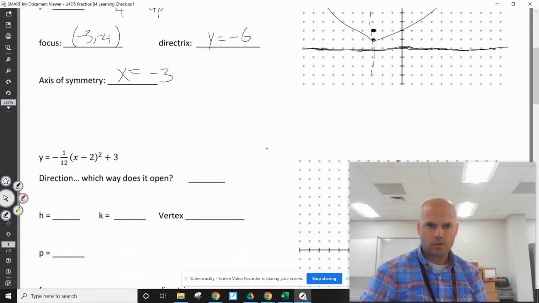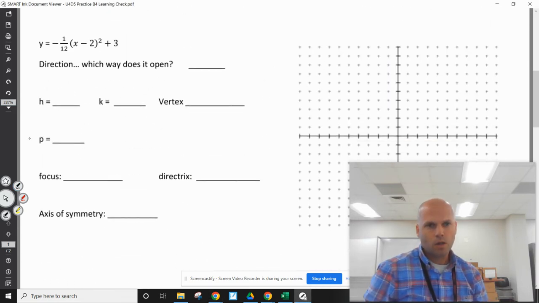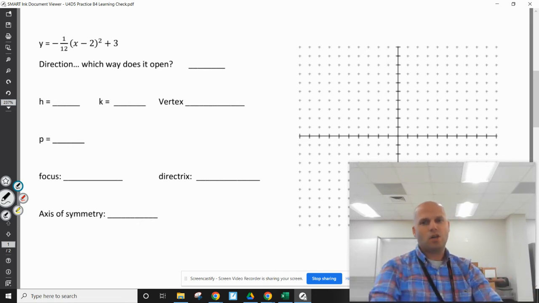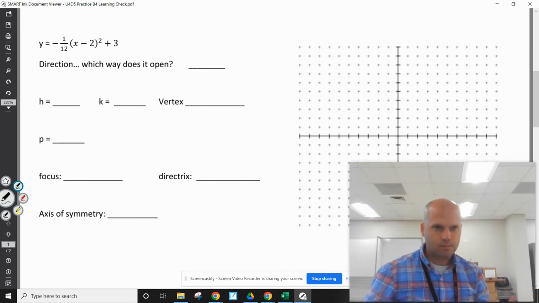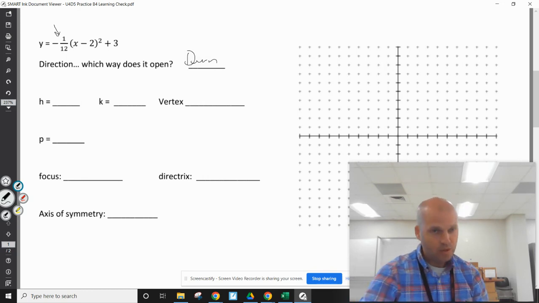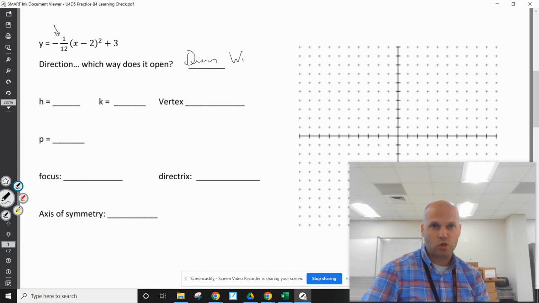Okay, let's do this next one. Again, everything is good except for, yo, connect this to the Greeks. So all of this stuff should make sense. Boom, there's A, it's negative, it's going to open down. Since this is a fraction, it's going to be wider versus skinnier. If it was -12, then that's skinnier, but it's -1/12, which means it's going to be super wide.